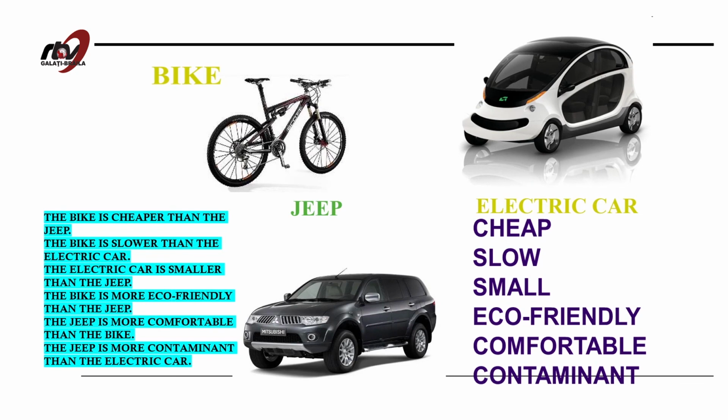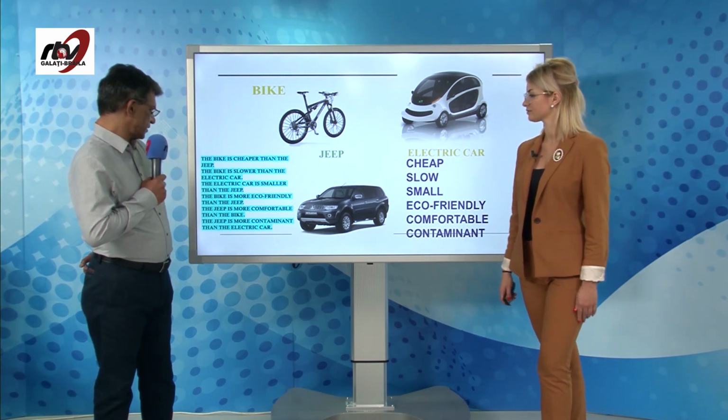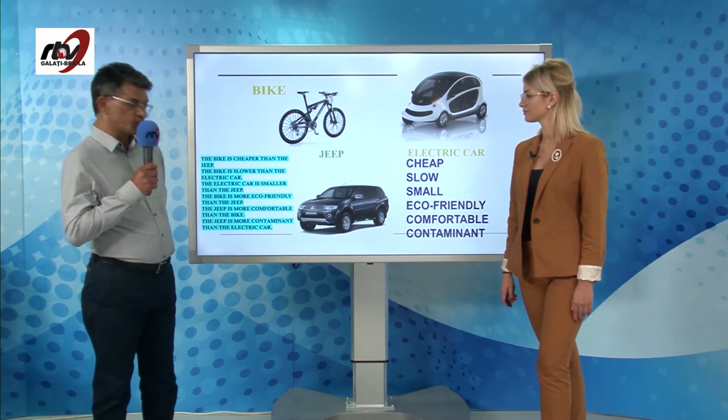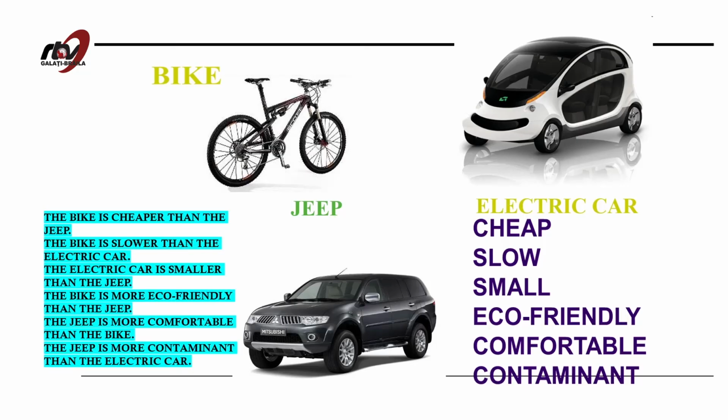We can use cheap. The bike is cheaper than the Jeep. The bike is slower than the electric car. Small. The electric car is smaller than the Jeep. The bike is more eco-friendly than the Jeep. And the Jeep is more comfortable than the bike. And the last one, the Jeep is more contaminant than the electric car.